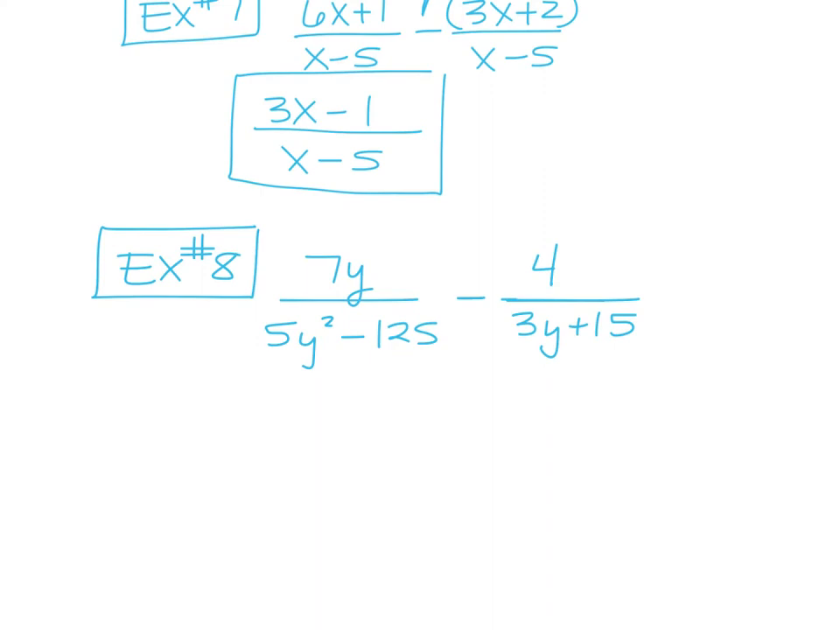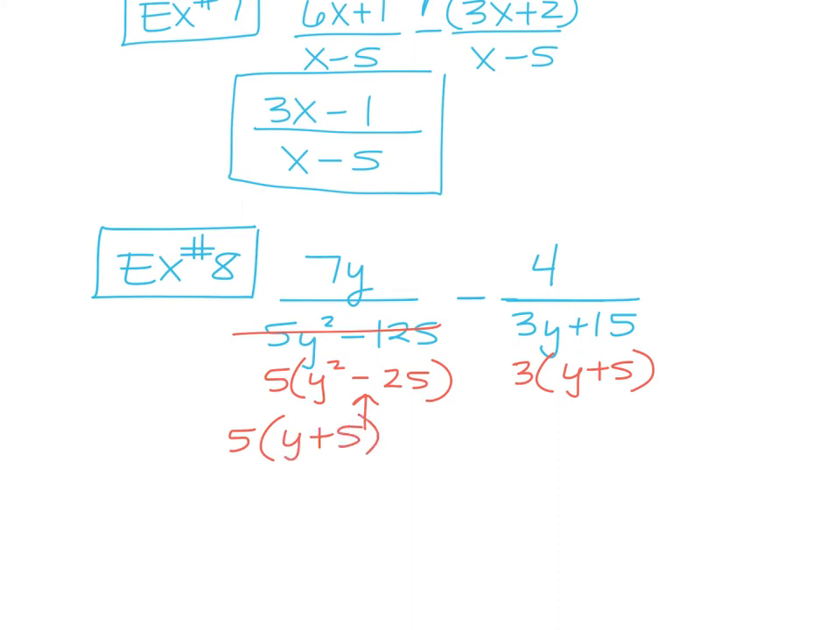Factor out the GCF. So down here, it's going to be 5 times y squared minus 25. Okay, that would replace this. You could also do that over here. What do you factor out on the right? A 3. Okay, now what? Difference of squares. So this is actually going to be 5 times, what's difference of squares here? Y plus 5 and y minus 5.